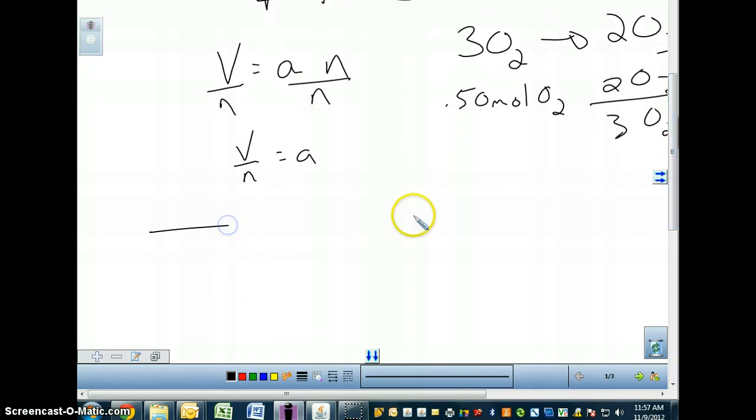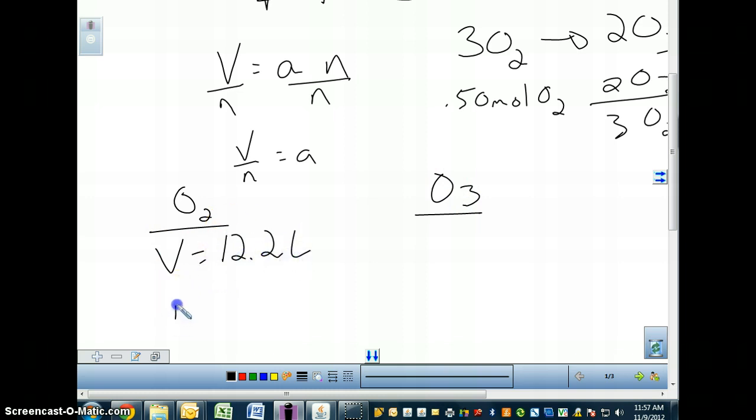Now, as always, we've got two different times. We have one time where we're working with oxygen gas, the other time we're working with ozone. Our volume when working with oxygen gas is 12.2 liters, and our number of moles when working with oxygen gas is half a mole. Our volume when working with O3 is unknown, and our number of moles we determined to be 0.33 moles.